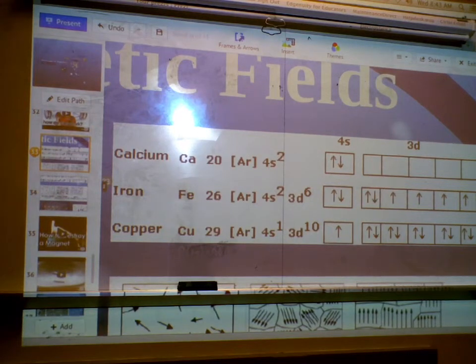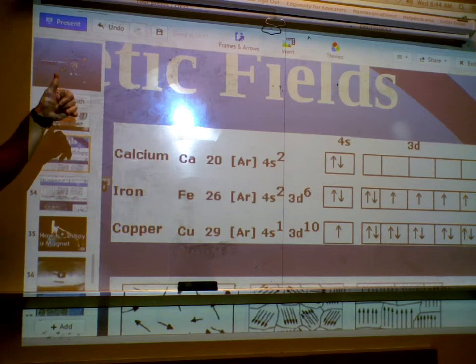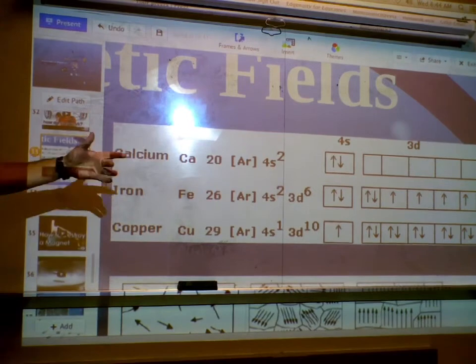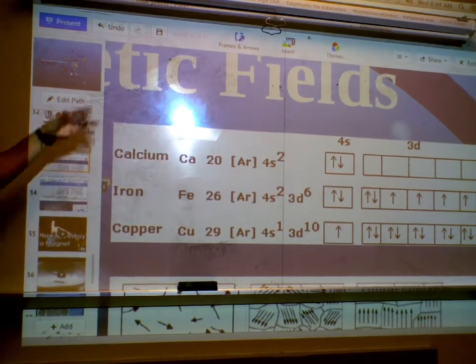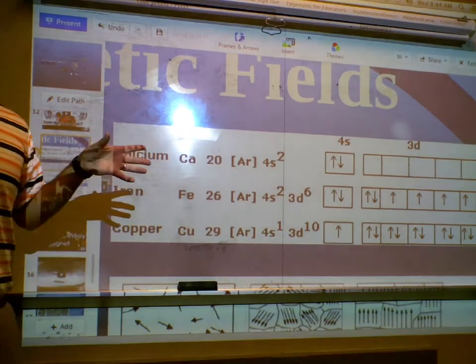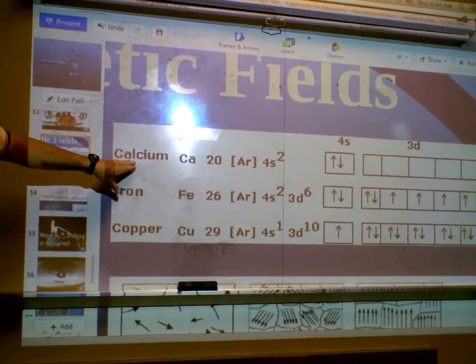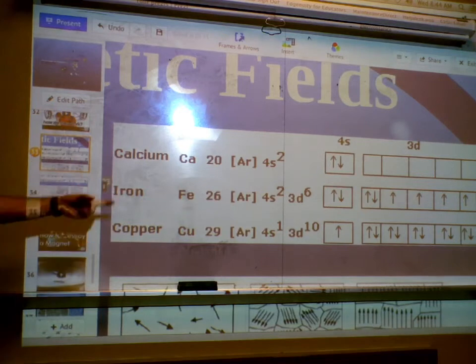metals. Okay? Because some people say metals are magnetic, but not all metals are magnetic. There's only 4 that really work, aren't there? They show them at the end of that video. It's cobalt, iron, gallium, and I can't remember the third one off the top of my head. I think nickel. All right. So this is why only some metals are magnetic. Okay? Calcium, copper, iron, all metals. Iron is the only magnetic one.